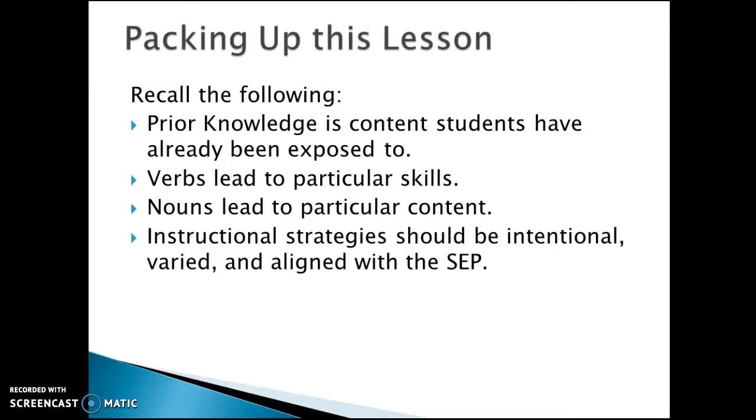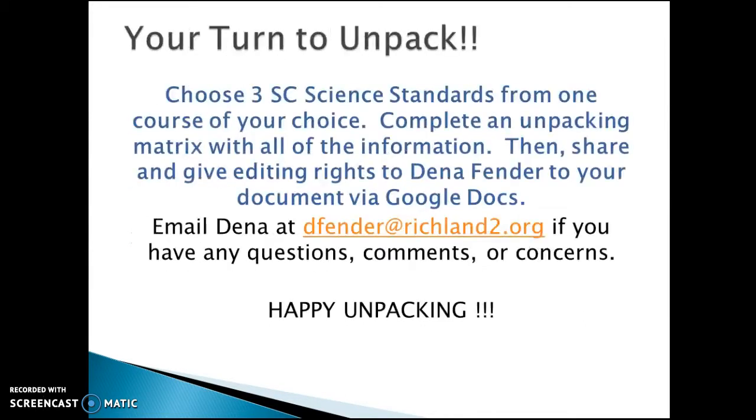All right, so wrapping up this lesson. As you recall, prior knowledge is content students have already been exposed to. Verbs lead to particular skills, and these verbs throughout the science standards are your science and engineering practices. Nouns lead to the particular content, so key vocabulary, especially with the nouns. Instructional strategies should be intentional, varied, and aligned with the SEPs. I would look into the instructional units on the State Department website or our own Richland 2 curriculum guide for those instructional strategies.